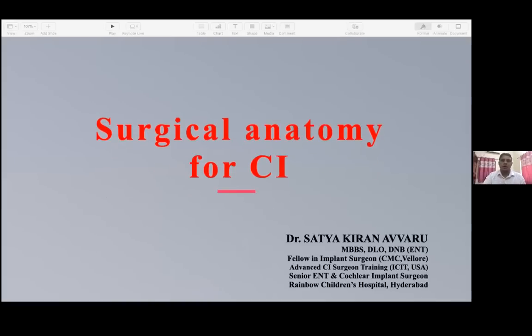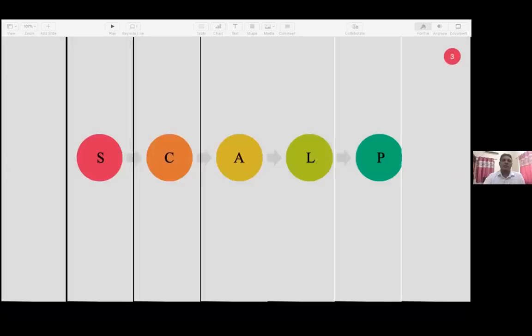So let us start today's topic, that is surgical anatomy for cochlear implantation. The first thing is that we'll go by layer and area by area. The main interest area is nothing but the post-auricular region, which is a part of the scalp.